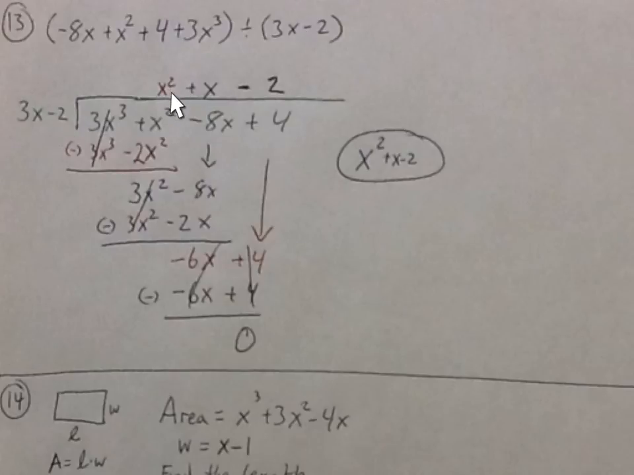And then, as you do it, what times 3x gives you 3x cubed, so that's x squared. You multiply by both pieces, and I'm subtracting down. Bring down this. So what times 3x gives you 3x squared, x, multiply by both pieces, subtract down. That gives you negative 6x, bring down the 4. What times 3x gives you negative 6x, negative 2, okay, multiply by both, subtract down, I have no remainder. So that is my answer.